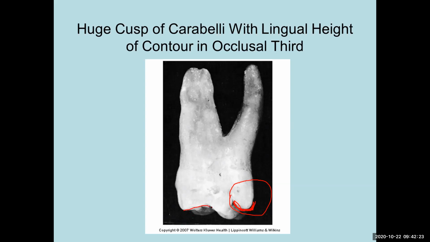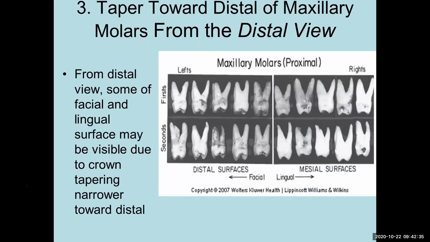So this is the distal. This is the mesial, because the mesial is longer than the distal. From the distal view, some of the facial and lingual surfaces may be visible because of the tapering. So this is the distal, but this is the labial or the buccal surface here, because the distal is narrower than the mesial.